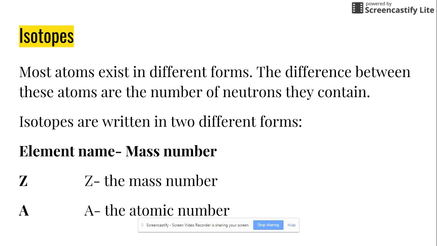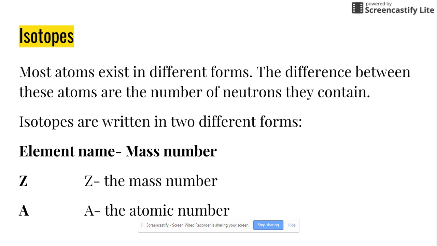Elements exist in different forms. And the difference between the two forms or three forms or however many there may be is that there are different numbers of neutrons. So protons will always be the same. For hydrogen, it will always have 1 proton, but it could have different numbers of neutrons.